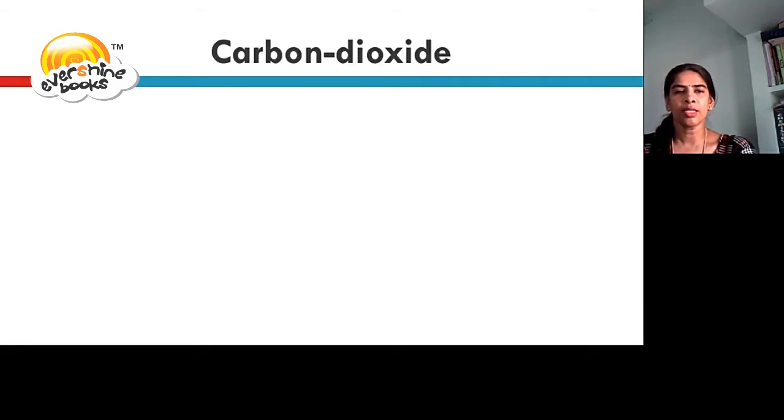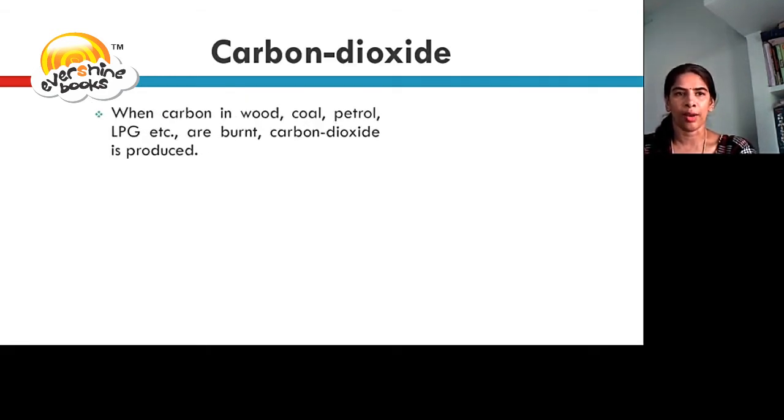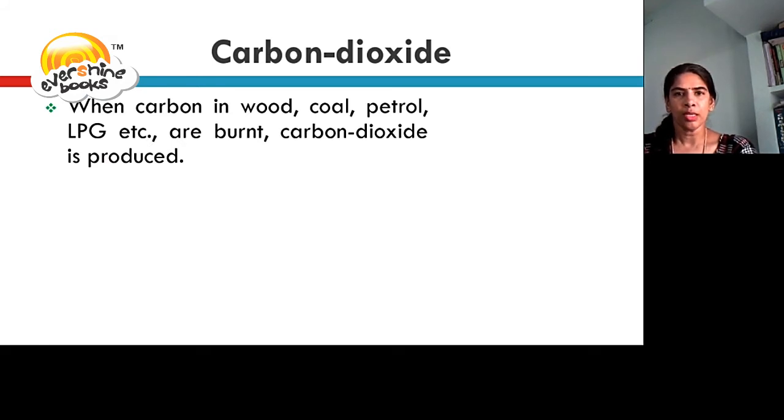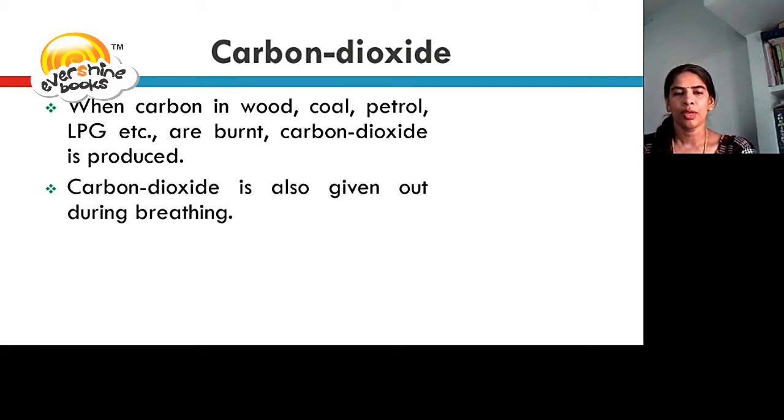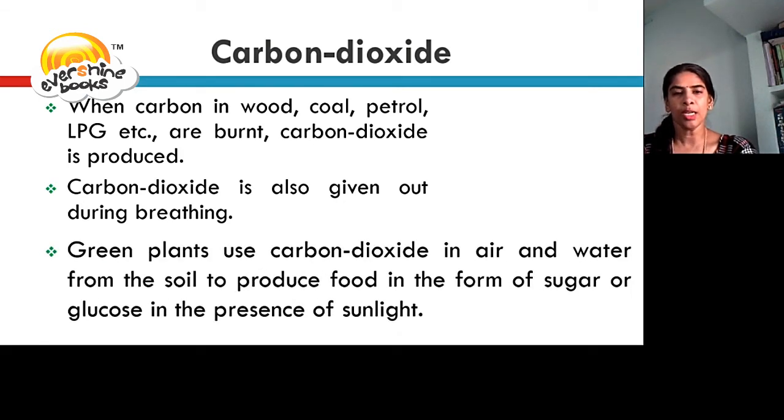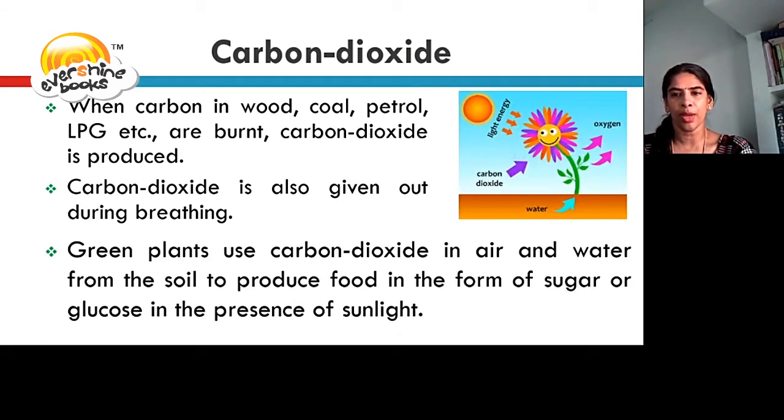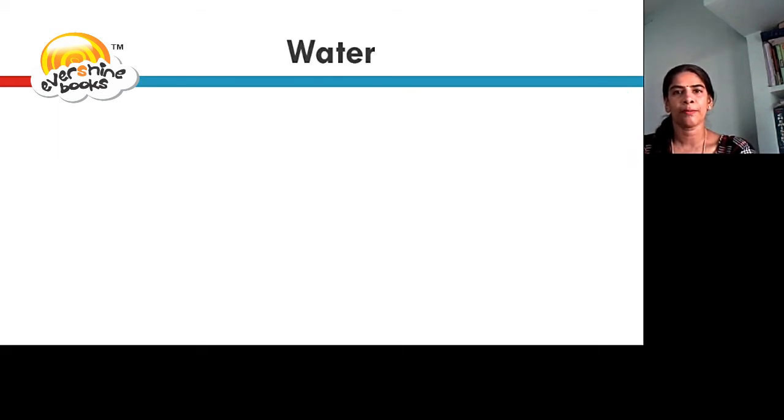Carbon dioxide. This is our next component of the air. When carbon in wood, coal, petrol, LPG, etc. is burned, carbon dioxide is produced. Carbon dioxide is also given out during breathing. Green plants use carbon dioxide from air and water from the soil to produce food in the form of sugar or glucose in the presence of sunlight.